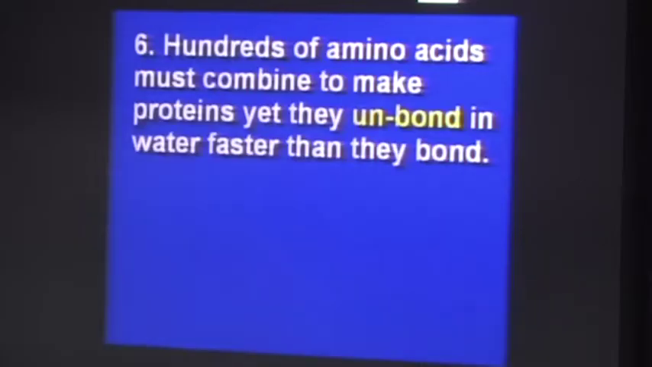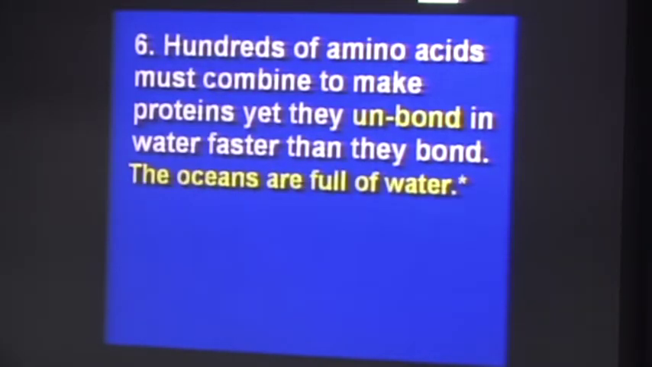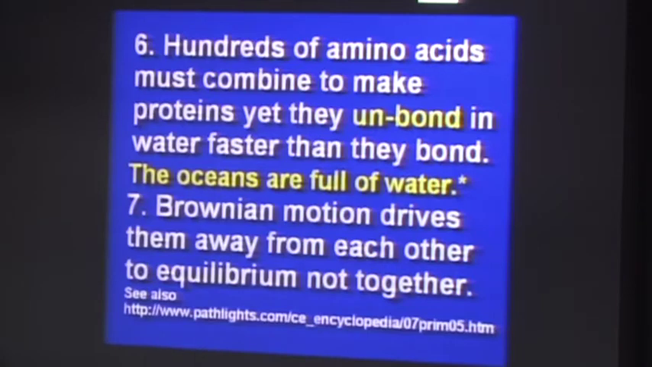And there are hundreds of amino acids required to combine in just the right way to make a protein, and they unbond in water faster than they bond. And they claim this all happened in the oceans. Well, the oceans are completely full of water, all the way to the bottom. And Brownian motion is going to drive them apart. It's not going to put them together.